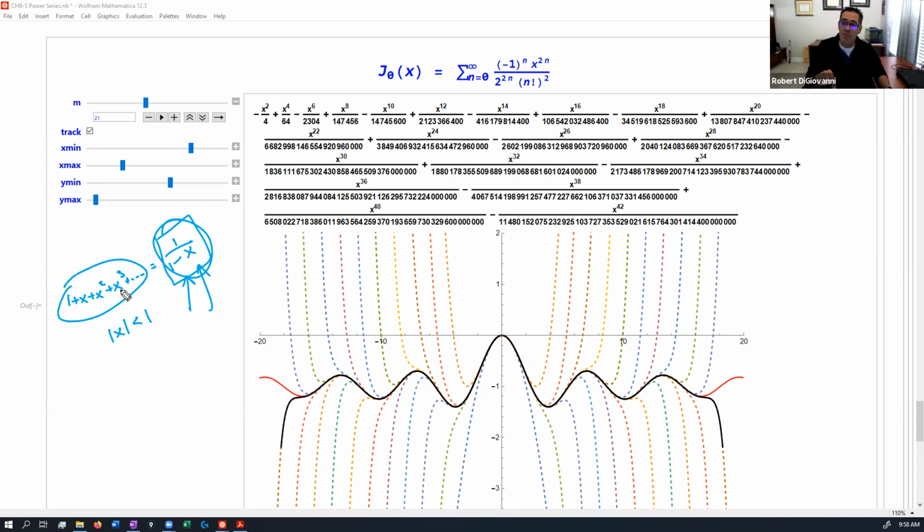There is no clean way to write the Bessel function. There's no clean way to write it. This is what it is. It is defined to be an infinite series. That's the definition of it.